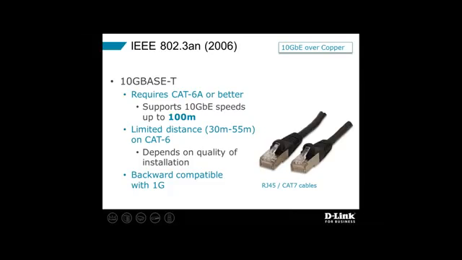So in my mind, if we're working with 10GBASE-T, it's a lot safer to ensure that we have Cat 6A or better cabling. That way we know we get the full 10 gig speeds up to the maximum allowed distance, which is 100 meters. 10GBASE-T is also backward compatible with 1 gig. So if I have a 10GBASE-T switch, I can plug 10 gig devices into it. I can also plug 1 gigabit devices into it.